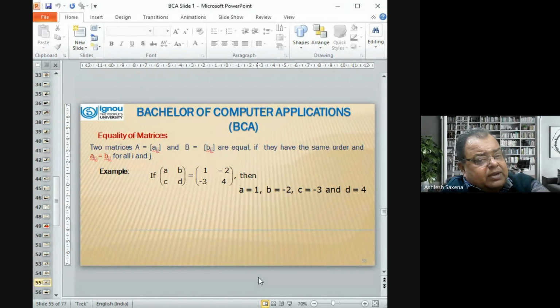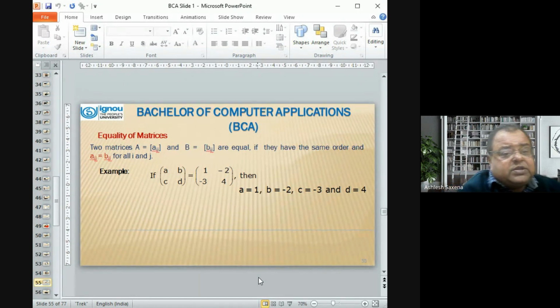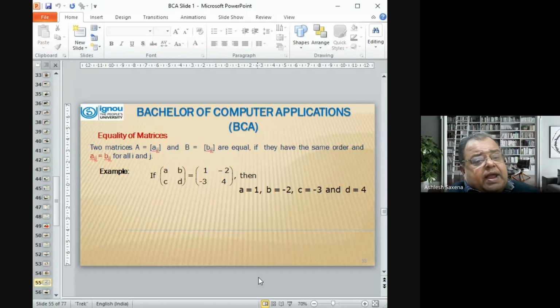What is meant by that? That means A will be equal to 1, B will be equal to -2, C will be equal to -3, and D will be equal to 4. 2 matrices are equal only and only if they are of the same order. This is the condition. They can be subtracted even.